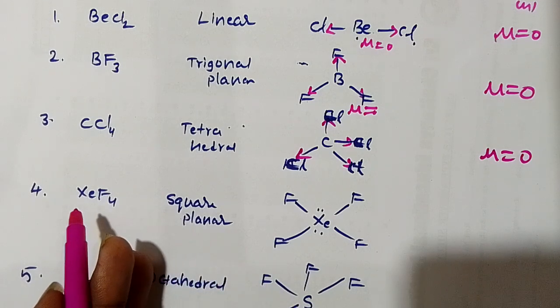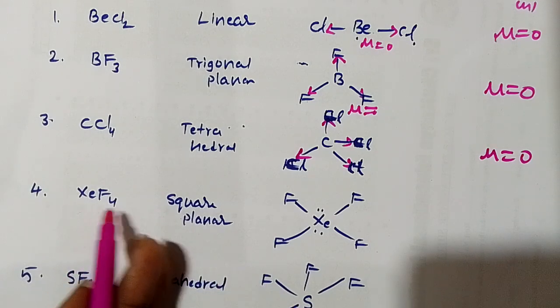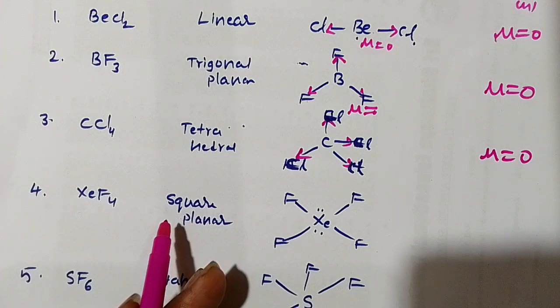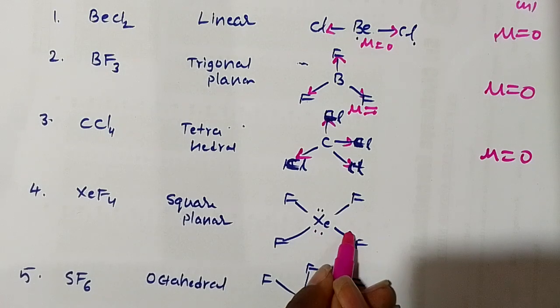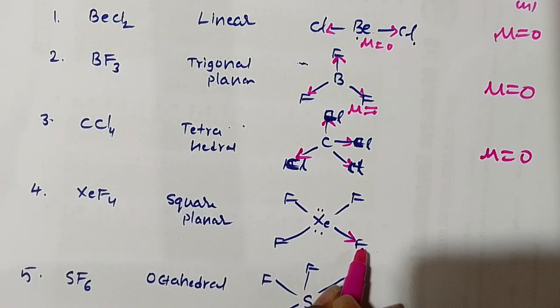Next example, XeF4, square planar shape. The structure is like this. Now compared to xenon, fluorine has more electronegativity. It can attract the bonded electrons towards itself.